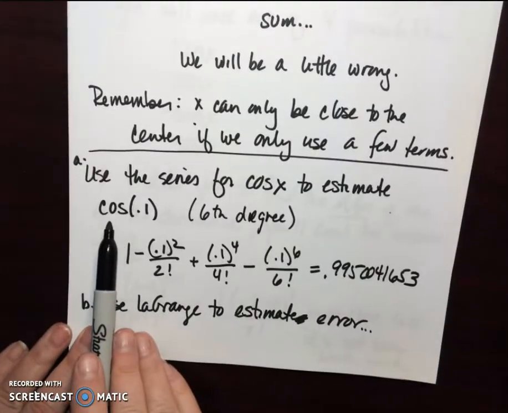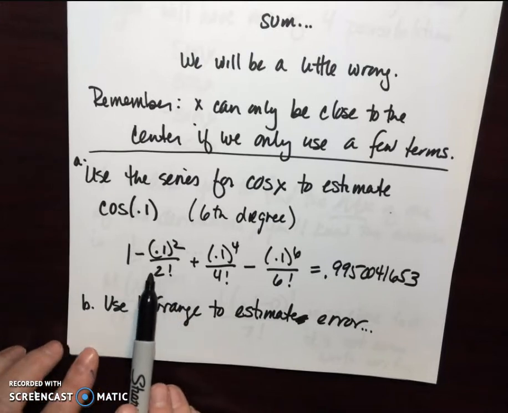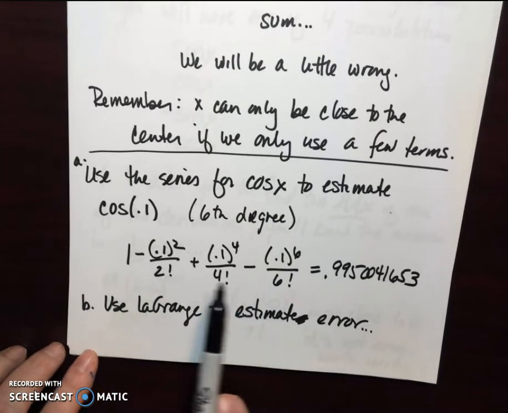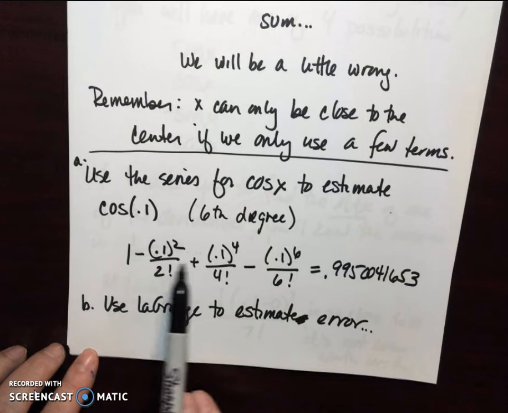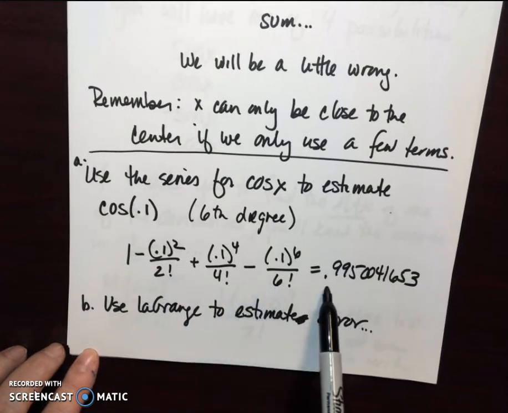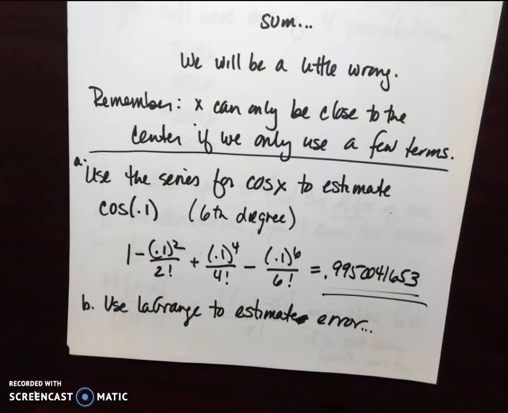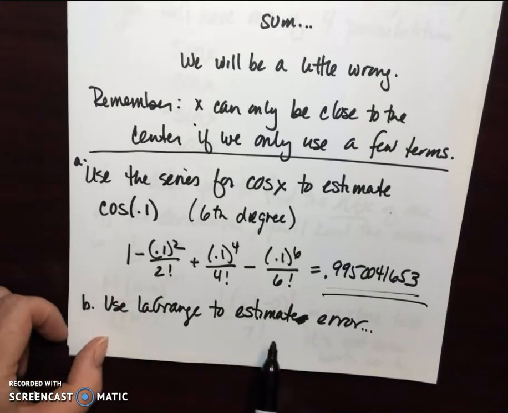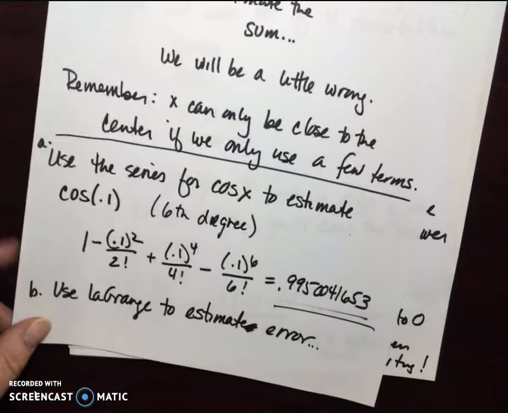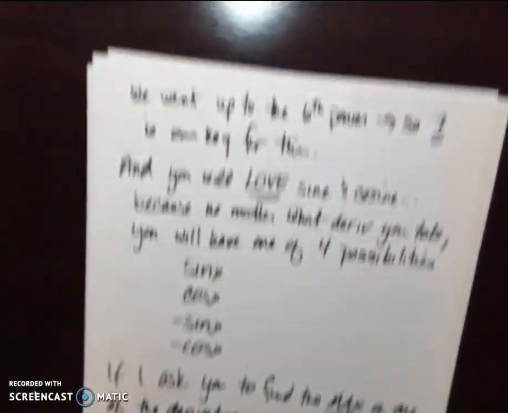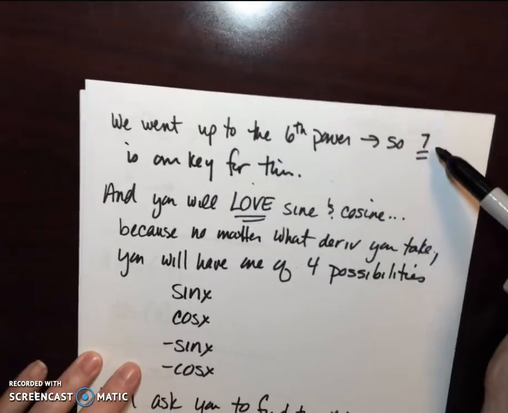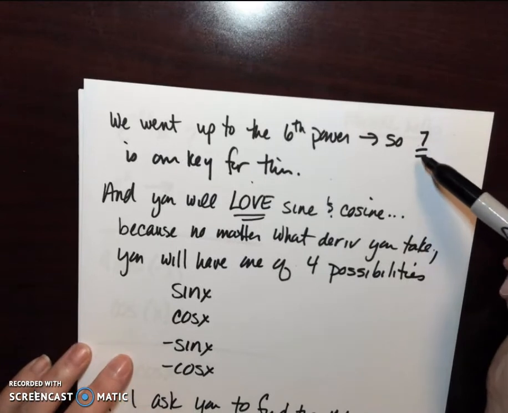So if I ask you to estimate cosine of 0.1, I write out the series for cosine of x, and wherever I see x, I'm going to put in 0.1, and that is what I get when I plugged it into my calculator. Now I'm going to use Lagrange to estimate my error. So here we go. I went up to the 6th power, so 7 is our key number for this problem.